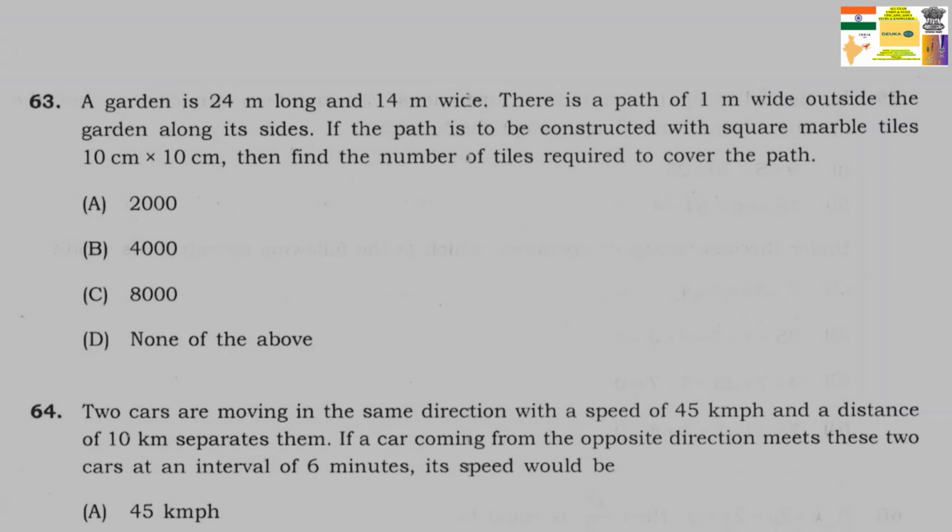Option A দিছে 2000, option B দিছে 4000, C দিছে 8000 and D দিছে none of the above. আপোনালোকে এনসাৰটো পাব option number C, that is 8000.